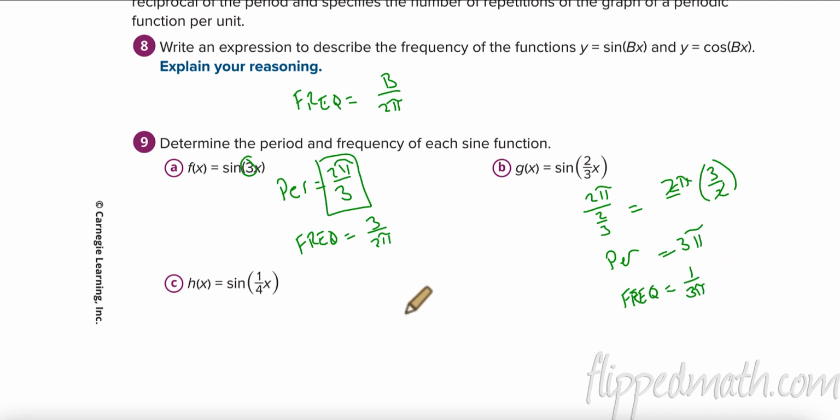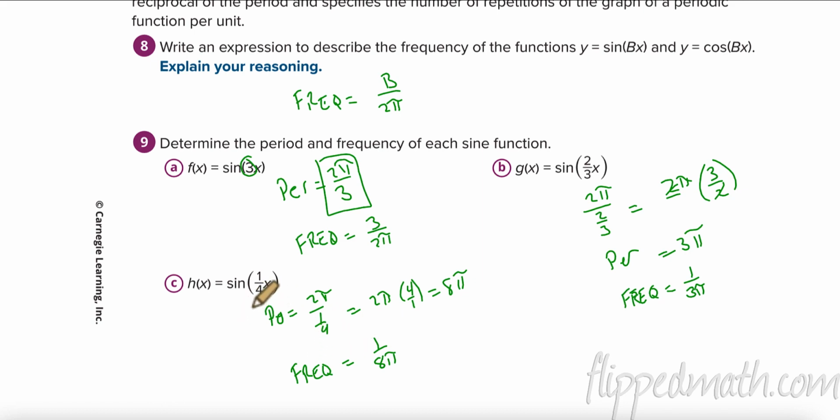All right. The sine here of 1/4 x. All right, so let's see. The period is 2 pi over 1/4. That's the same as 2 pi multiplied by the reciprocal, 4 over 1, which is 8 pi. So the frequency would be 1 over 8 pi.